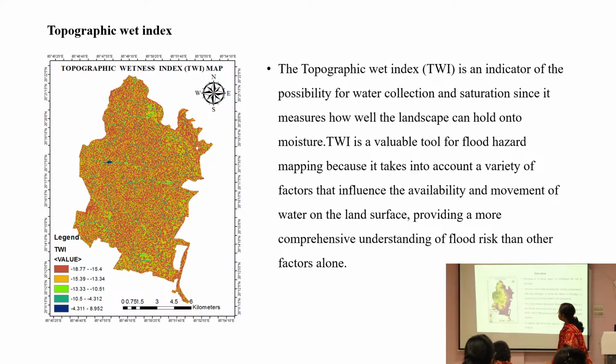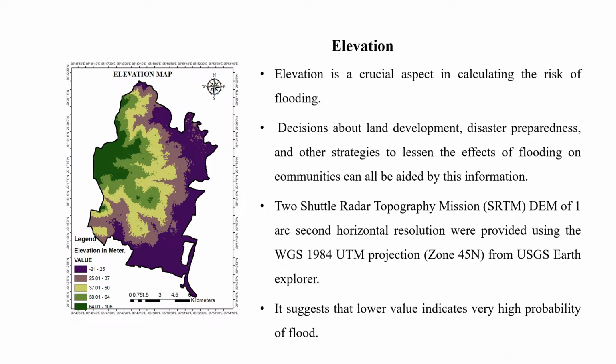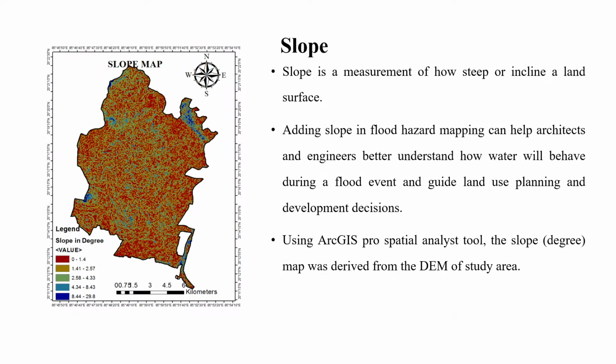Okay. Next is elevation. So, elevation, you know the elevation map, it is derived from the DEM. So, you take the DEM SRTM data, Shuttle Radar Topography Mission SRTM data, and it is UTM projection of zone 45N. So, from there you can derive the elevation map. Then next is the slope map. So, according to slope also we can say which area is vulnerable or hazardous for the flood. Like if the slope is flat, then it will be high flood.